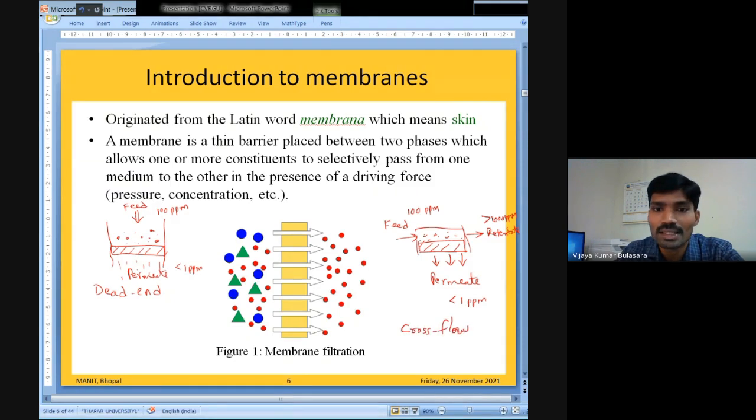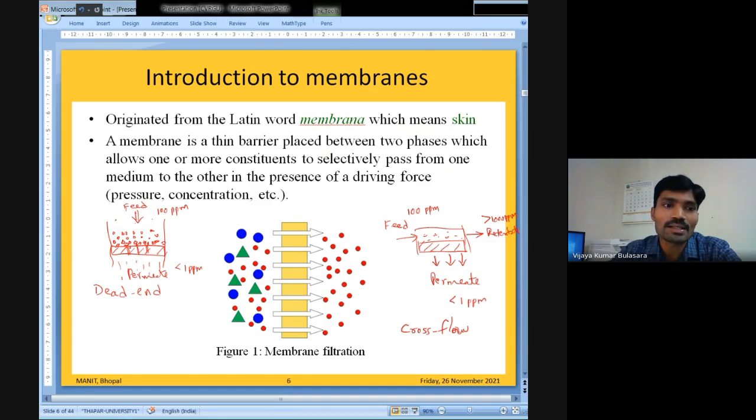This is called cross flow filtration. The main advantage of cross flow filtration is that fouling is minimized, whereas in dead-end filtration, the first case, there is an issue of severe fouling. When we feed a solution containing 100 ppm of solutes, only the solvent comes out of the membrane and all the solutes accumulate near the membrane surface. This phenomenon is known as concentration polarization. Due to it, the concentration of impurities becomes very high near the membrane surface, and more and more solutes accumulate and block the pores of the membrane, so the permeate flow rate is reduced.